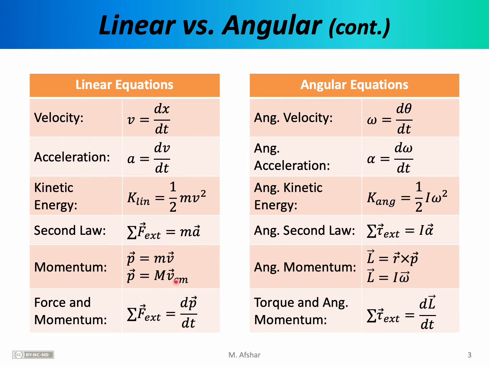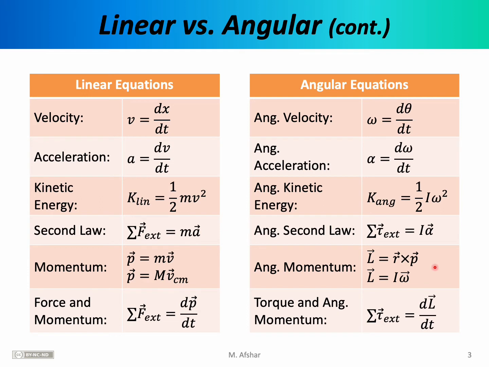Different pieces or parts of the object might be doing different things, but if we can figure out the velocity of its center of mass, then we can multiply that by its total mass, and that gives us the linear momentum of that object. For angular momentum, again, we have two formulas.